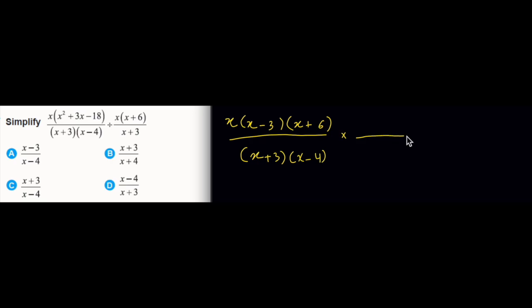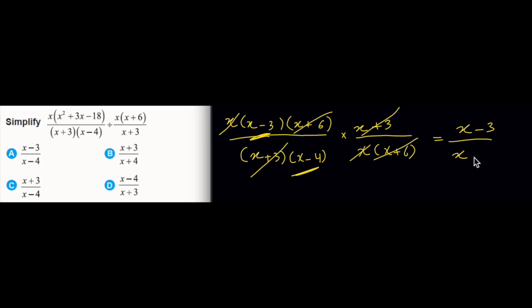Multiplied by what? Keep. So it will be, flip, x plus 3 over x times x plus 6. Cancel numerator with denominator, x plus 3 with x plus 3, and we have x with x. So the answer is x minus 3 over x minus 4. So the answer is A.